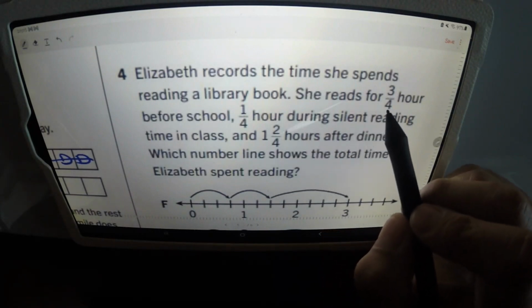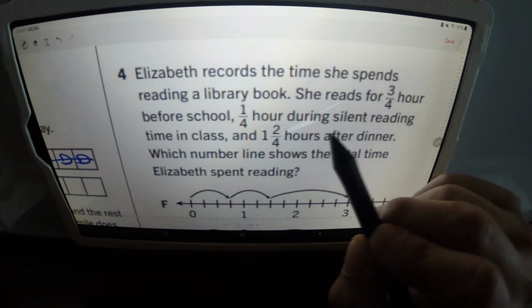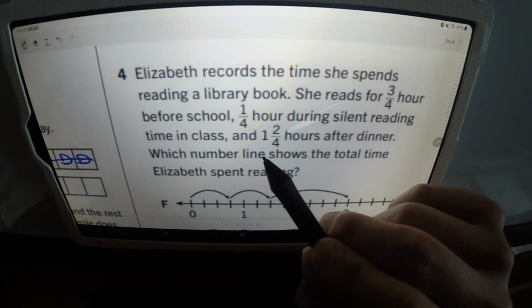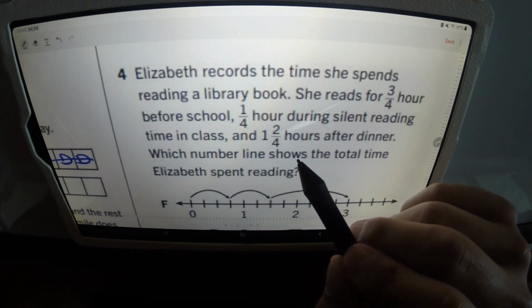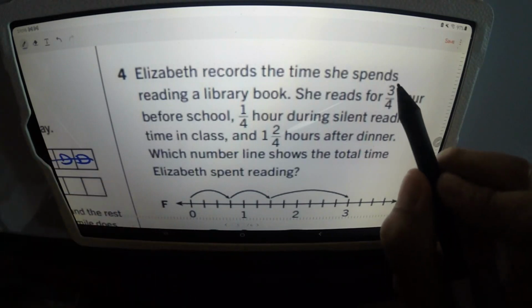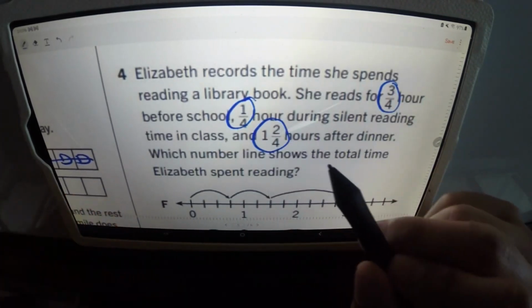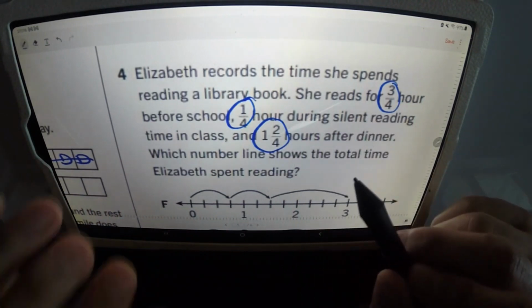She reads 3/4 of an hour before school, 1/4 of an hour during silent reading time in class, and 1 2/4 hours after dinner. Which line shows the total time Elizabeth spent reading? So we're looking for 3/4, 1/4, and 1 2/4. We want to know what the total of these are.